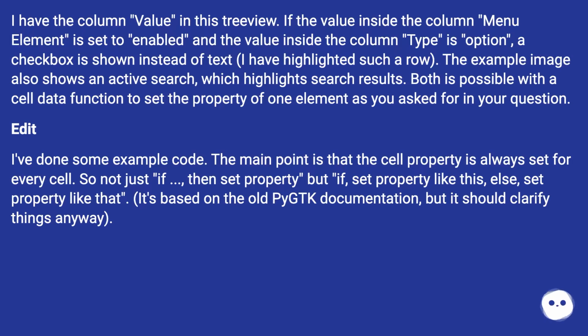The main point is that the cell property is always set for every cell. So not just if, then set property, but if, set property like this, else, set property like that. It's based on the old PyGTK documentation, but it should clarify things anyway.